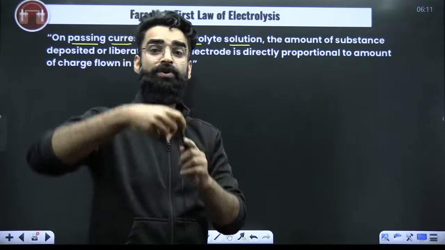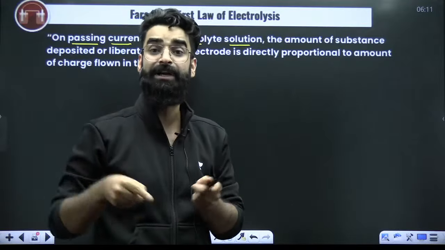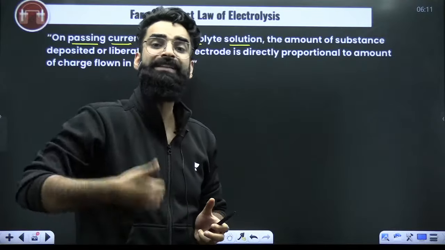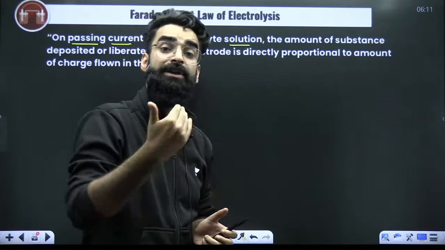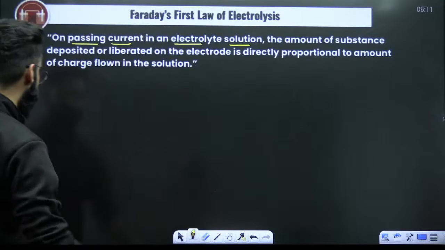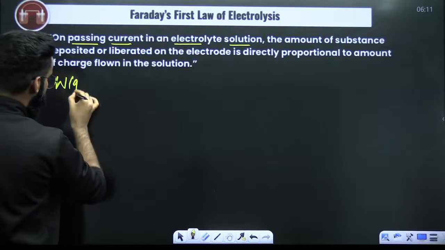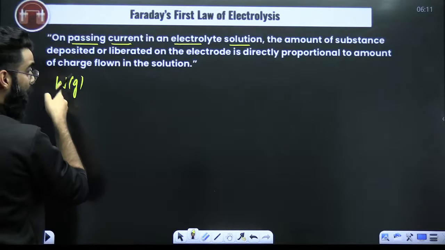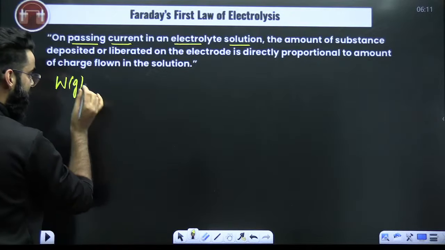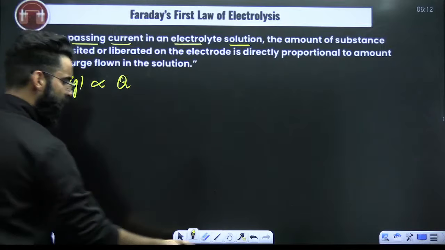Basically, you connected the electrodes with the battery. What does the battery do? It is sending charge into the solution. The more the charge that goes into the solution, the more will be the amount of substance getting deposited or liberated at the electrode. So mathematically, I can say it like this. The mass of substance in grams, the mass of substance deposited or liberated. This W represents the mass of substance which is being deposited or liberated. That is directly proportional to the charge which goes into the solution.